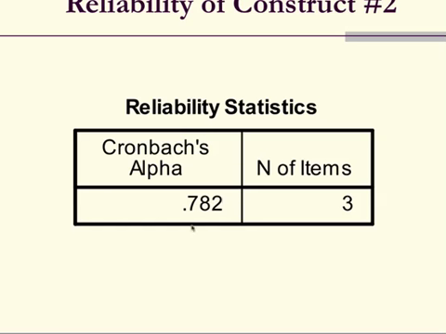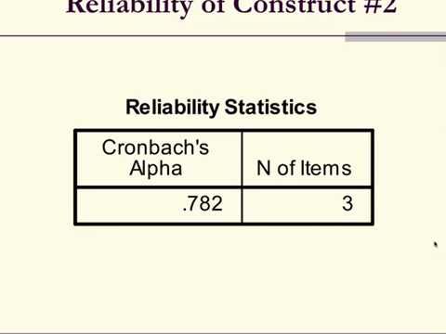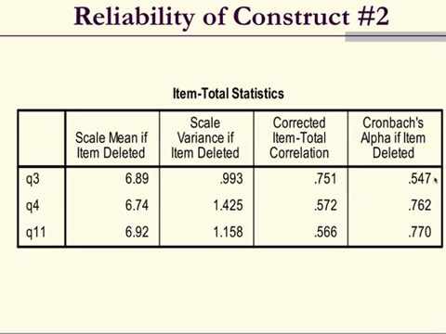We got 0.782. It's not great, but it's okay. We have 3 items. You can see if we delete this question, whatever it is, our Cronbach's alpha goes way down to 0.547. So if we delete this, our reliability is not that strong at all. We lose a lot of power in this. If we delete question number 4, it goes down. If we delete question 3, well, we have originally a Cronbach's alpha 0.782. Combined, these are more powerful.